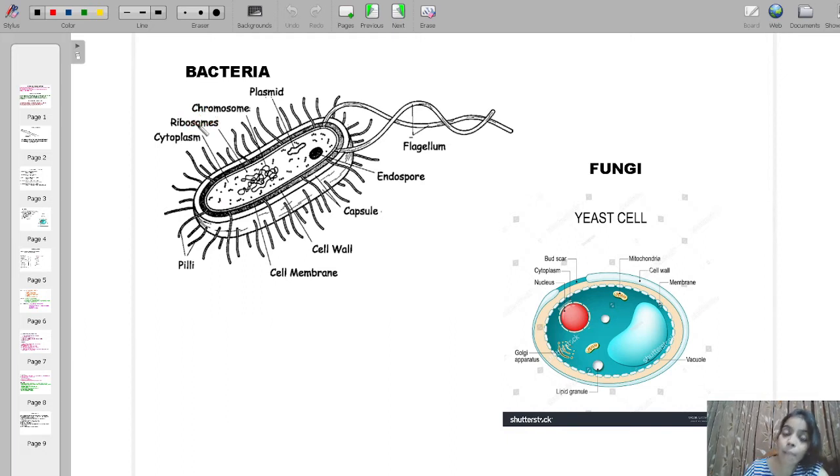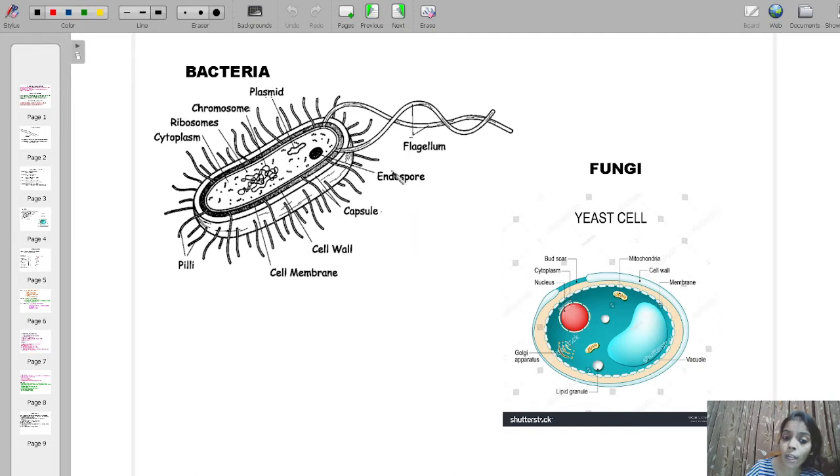Some bacteria may have chlorophyll. They will be phototrophic, which means they will be producing their own glucose. That glucose will be stored in the form of glycogen. So glycogen is the stored form of food in a bacterial cell. If the bacteria is aquatic, it needs a locomotory organ to swim. That locomotory organ will be flagellum.